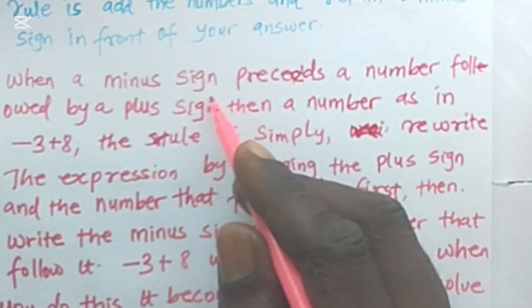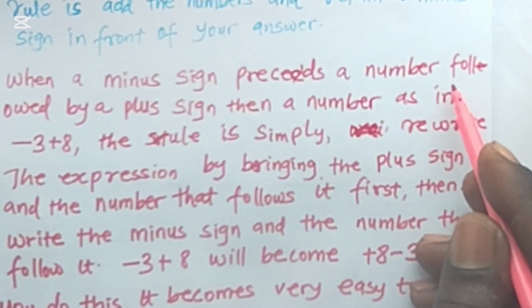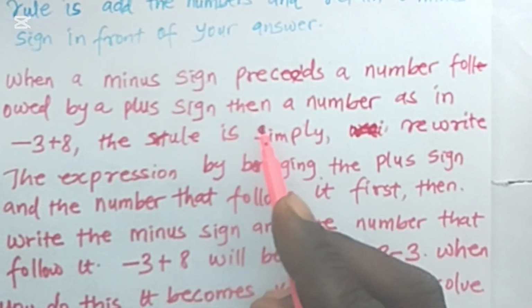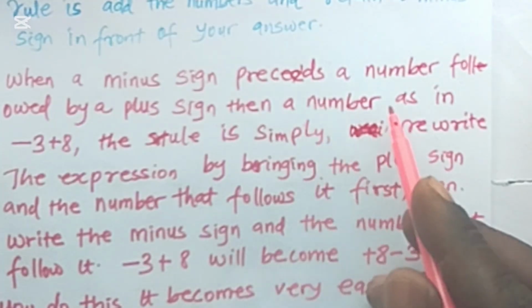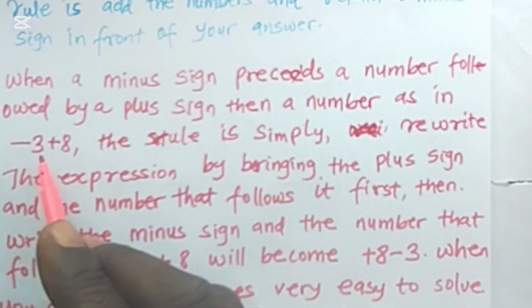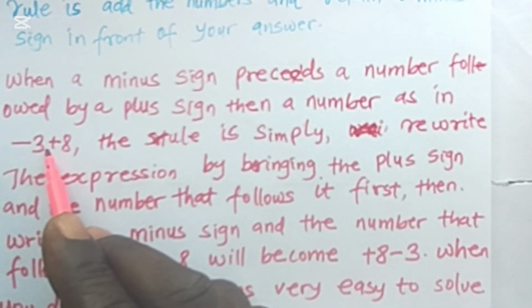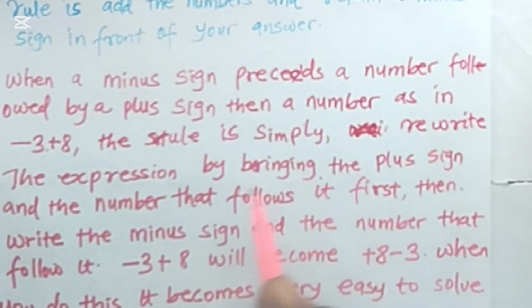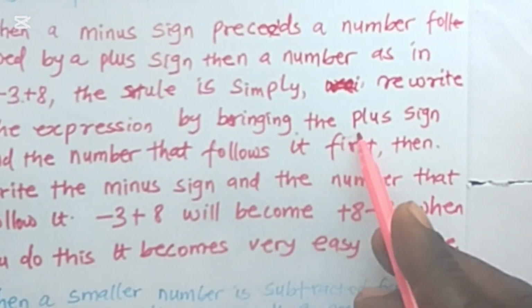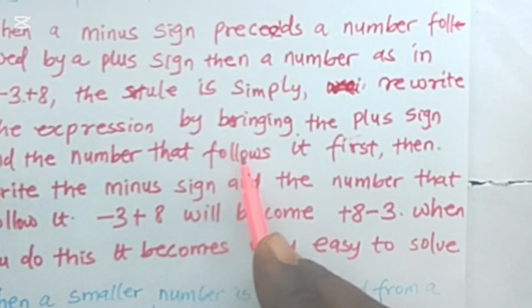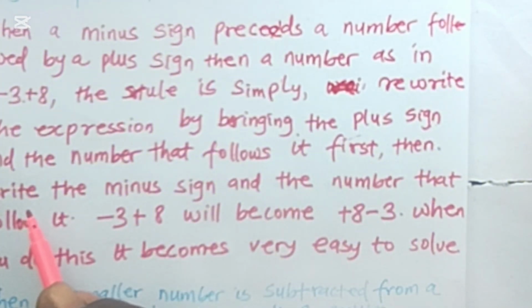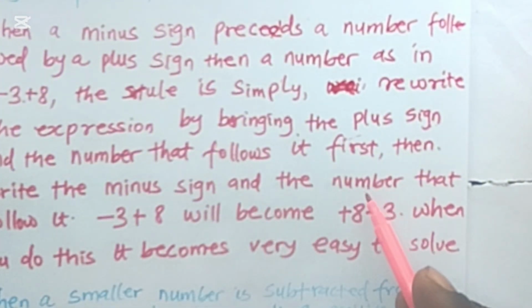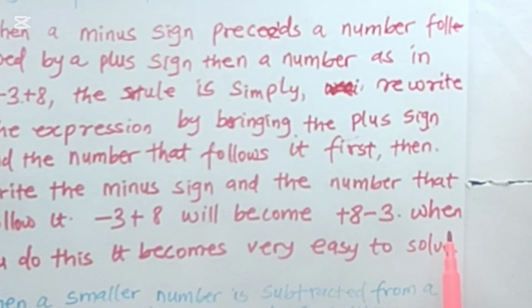So when a minus sign precedes a number followed by a plus sign, then a number, as in minus 3 plus 8, the rule is simply rewrite the expression by bringing the plus sign and the number that follows it to the front. Then write the minus sign and the number that follows it. In this case, let me just explain what this means.